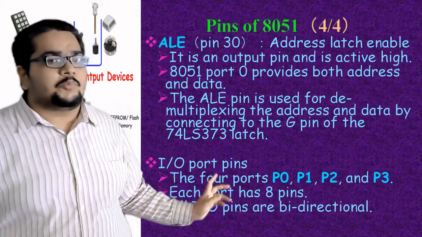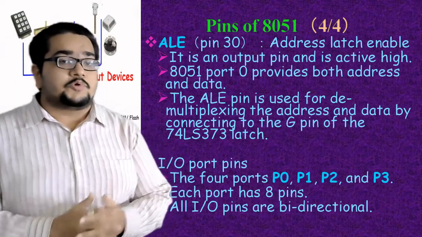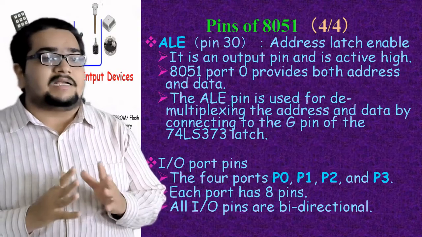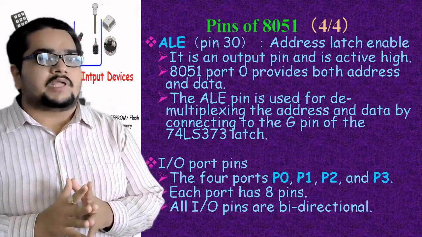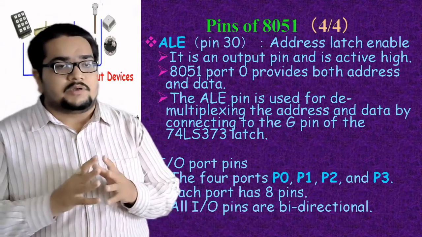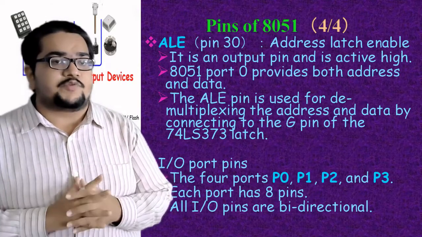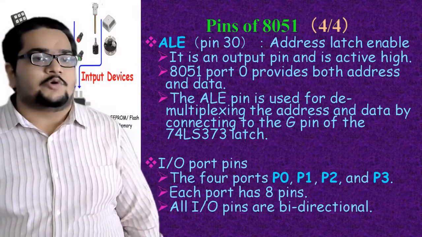Next are our IO ports. There are a total of 4 ports. Earlier also we have listed them. Port 0, port 1, port 2, port 3. Each one of these ports has 8 pins, so we call it an 8-pin port, or a 1 byte port. All these IO pins are bidirectional because, as we have seen in the features of 8051, they can be used as an input or an output pin. So these are the bidirectional IO pins.